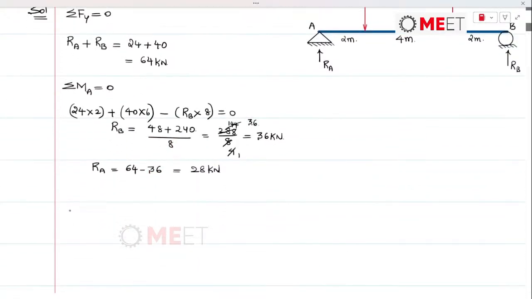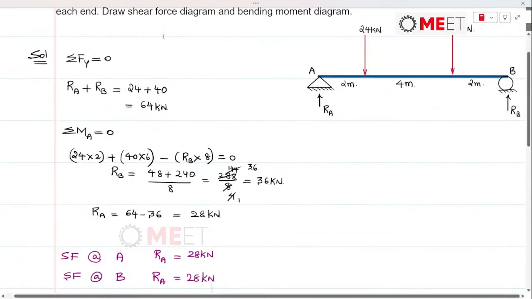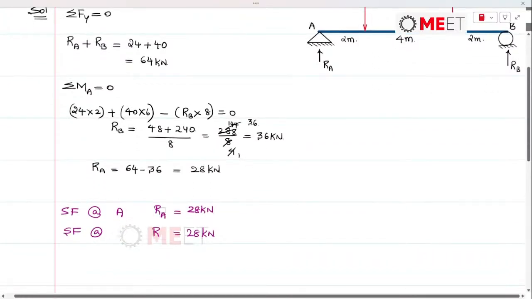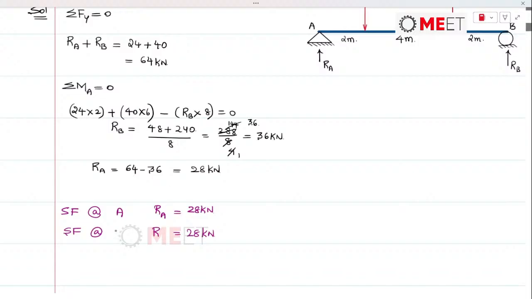So next is the shear force calculation. Shear force at A will be straight away equal to RA, that is 28 kilonewtons, and shear force at B will be RA only, that is 28 kilonewtons. Just a minute. Yeah, here the point has to be not B, instead it has to be C. This has to be C. So this is shear force at C and this is D.